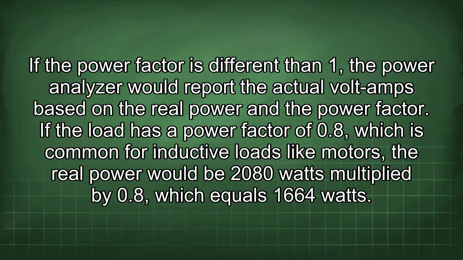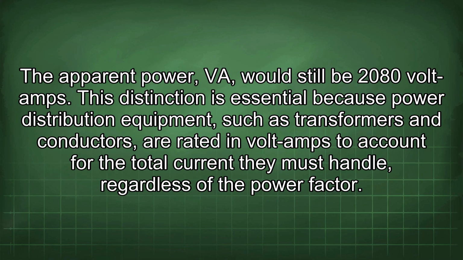If the load has a power factor of 0.8, which is common for inductive loads like motors, the real power would be 2080 watts multiplied by 0.8, which equals 1664 watts. The apparent power, VA, would still be 2080 volt-amps. This distinction is essential because power distribution equipment, such as transformers and conductors, are rated in volt-amps to account for the total current they must handle, regardless of the power factor.